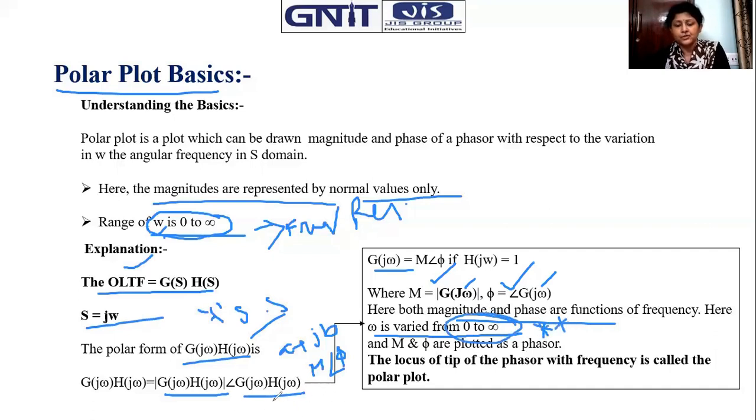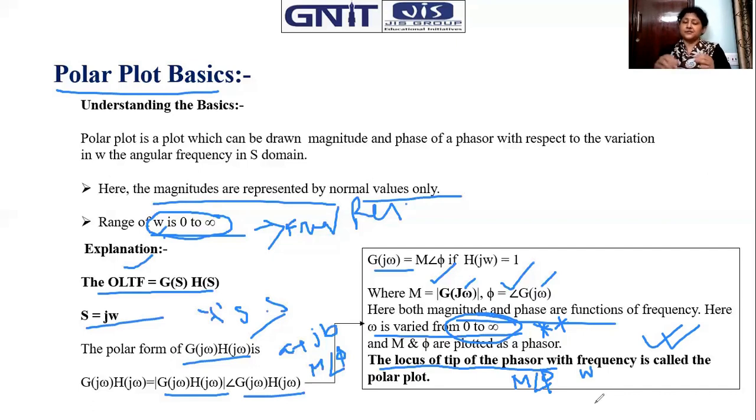Okay, so what we will get? We will get M phi. The locus of the tip of the phasor, that is nothing but M phi, with the frequency omega, is called polar plot. So it is very simple. You have any phasor given. That phasor may be a system representation, and that system representation is basically G(s)H(s).